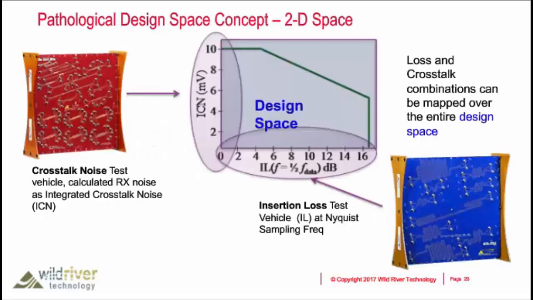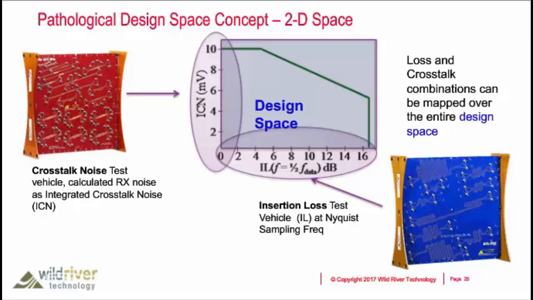Here's an example of a two-dimensional pathological space. Look at the system on the right. That's an inter-symbol interference platform. I'm going to create a two-dimensional pathological space with loss that I can change, or crosstalk on the y-axis. And I can add combinations, and we'll show examples of that.